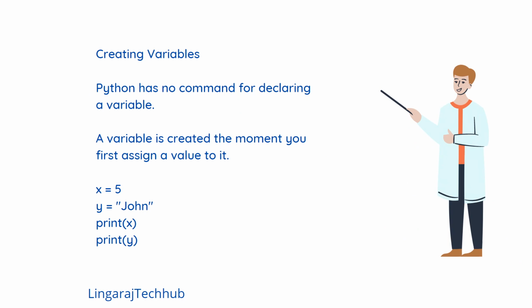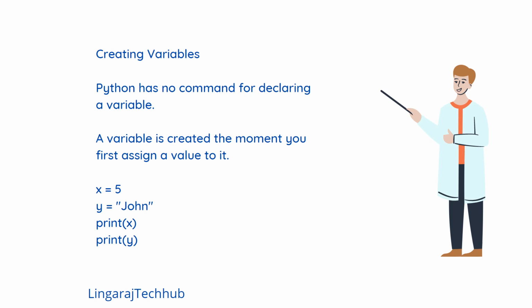Creating variables. How do we create variables in Python? Python has no command for declaring a variable. Inside Python there is no command, which means there is no proper syntax you have to follow. A variable is created the moment you first assign a value to it. If you just write x inside Python, x means nothing. You can't say that x is a variable.